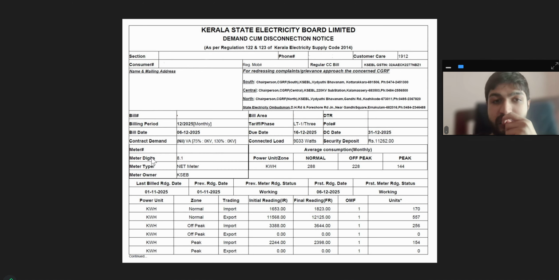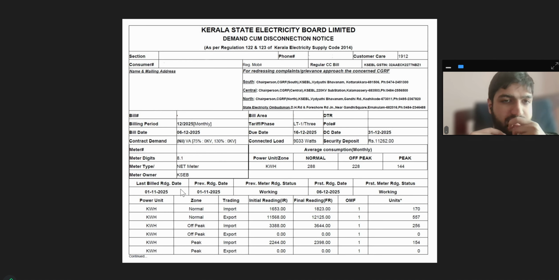So the meter number is the number of the meter, or the net meter in this case for a solar prosumer, that is mentioned. So you can see in the place where the electricity board is located in your house, what is the meter number, and write down the number that is mentioned here. So the meter digits, it's 8.1. The meter type is basically a net meter.